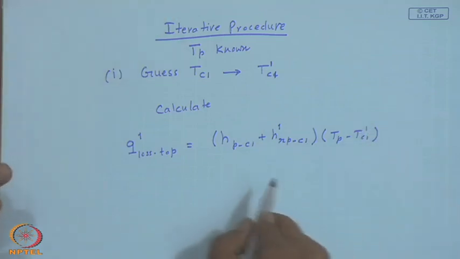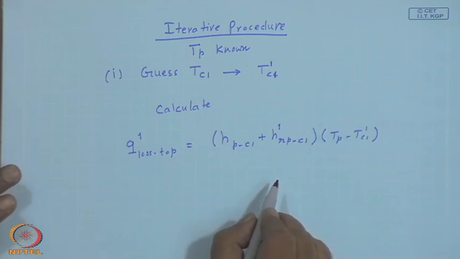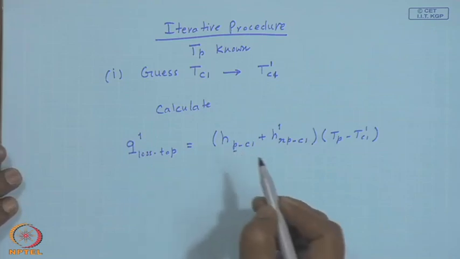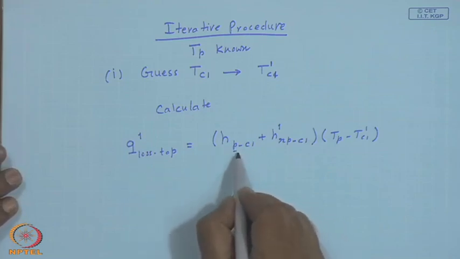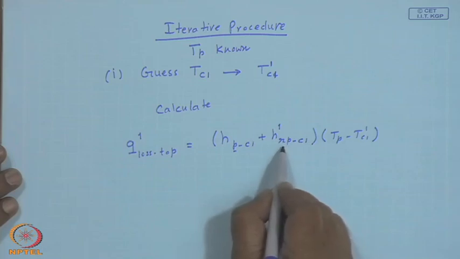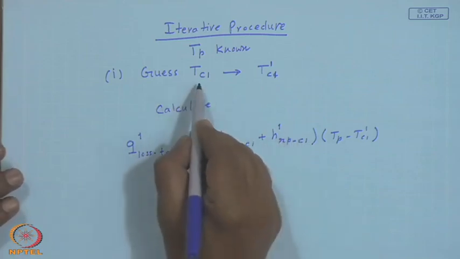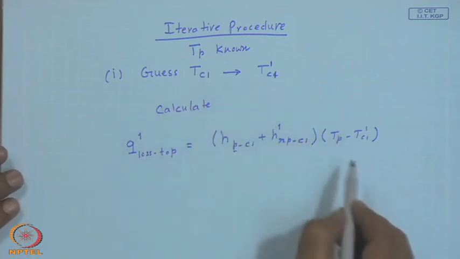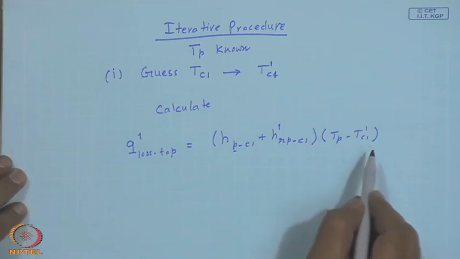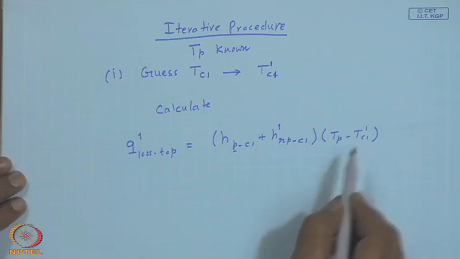So, let us be very clear. We guessed a value for Tc1 as Tc1^1. The loss obtained from plate to cover, because I know the plate temperature, is the convective heat transfer coefficient plus the radiative heat transfer coefficient, estimated with the guessed temperature Tc1^1, multiplied by Tp minus Tc1^1.